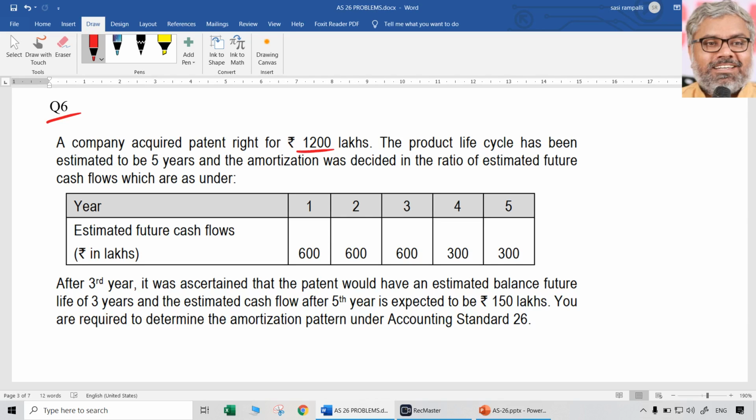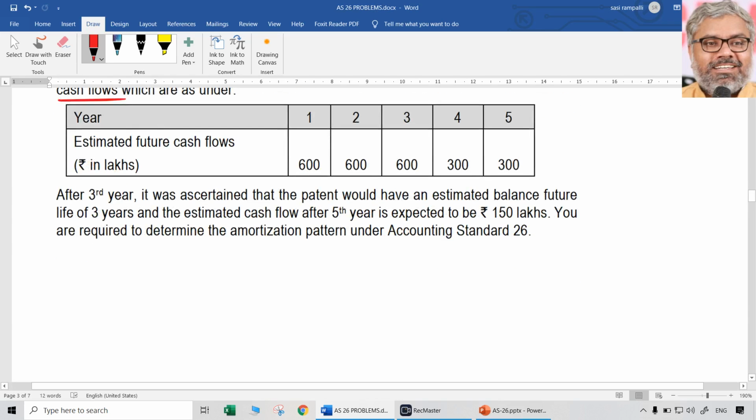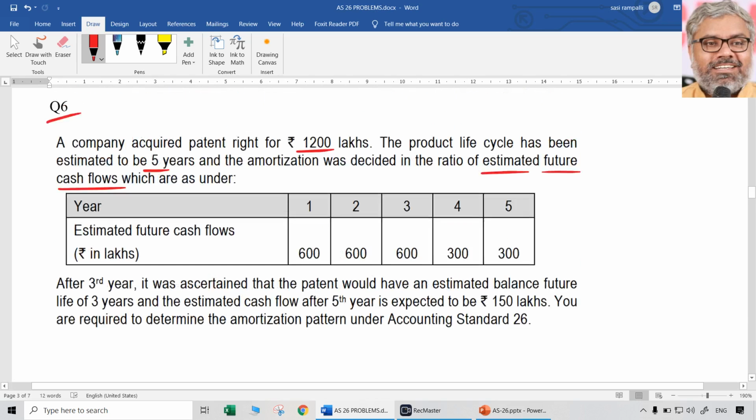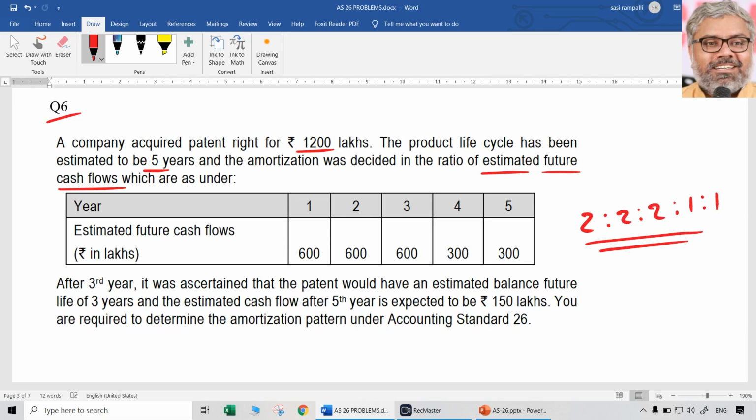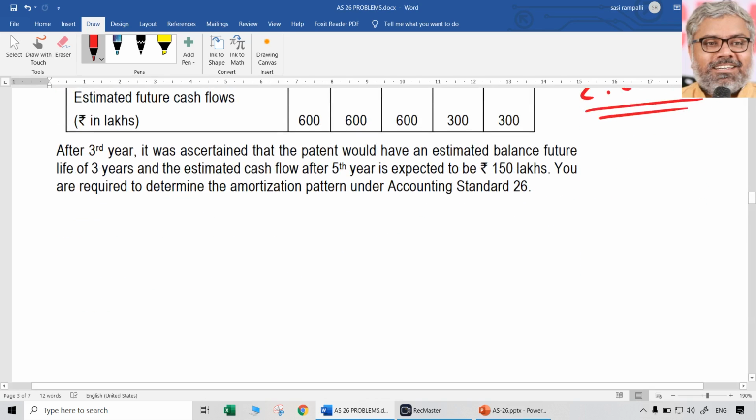A company acquired a patent for 1200 lakhs. The product life cycle has been estimated to be 5 years and amortization was decided to be in the ratio of estimated future cash flows, which are as under for years 1, 2, 3, 4, 5. The ratio is given there, that is 600, 600, 600, 300, 300. Or for computational purposes, 2 is to 2 is to 2 is to 1 is to 1. That should be the ratio in which this 1200 lakhs is supposed to be amortized over a period of 5 years. Now, the situation has changed.